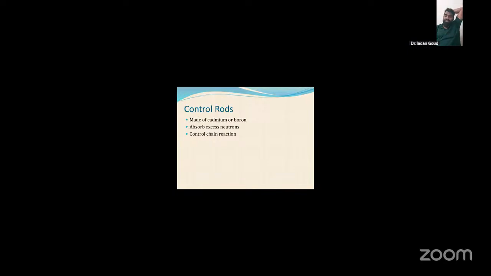Controlling the chain reaction. Third one is controlling the chain reaction. The position of the control rods determines the reactor's power level: rods can be fully inserted, partially inserted, or withdrawn. They play a role in reactor operations.